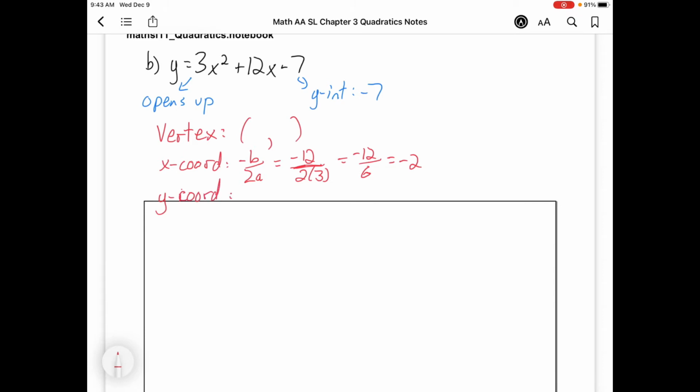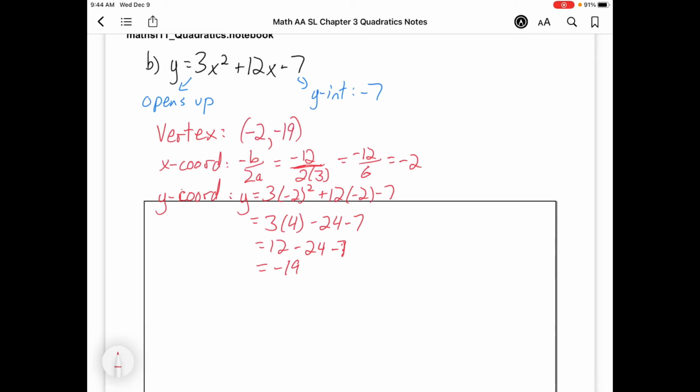We'll just sub in negative 2 for x into the function. So y equals 3x squared, so that would be 3 times negative 2 squared, plus 12 times negative 2, minus 7. Okay, negative 2 squared is 4. This is minus 24. I want to be careful here. And I'm going to get negative 19. So what I've learned is that the vertex is at negative 2, negative 19.